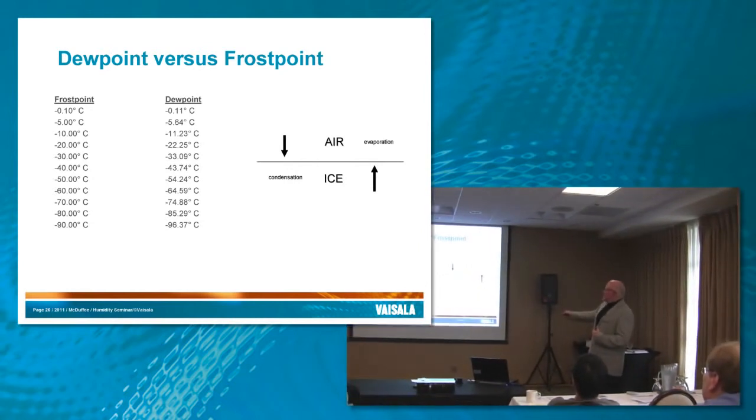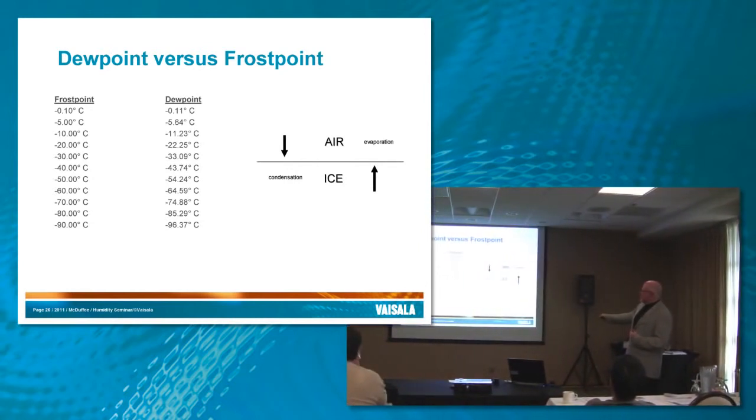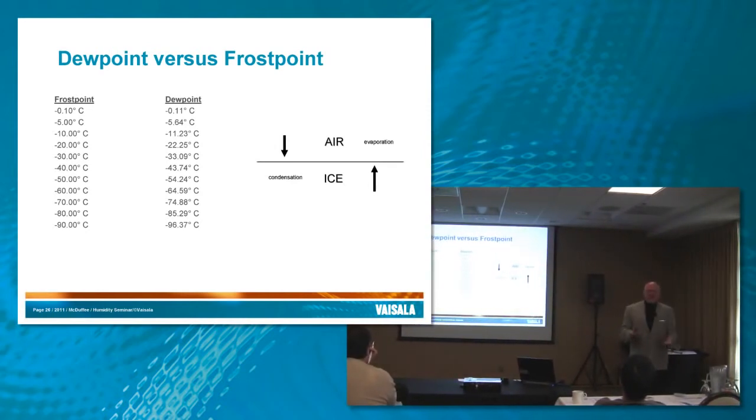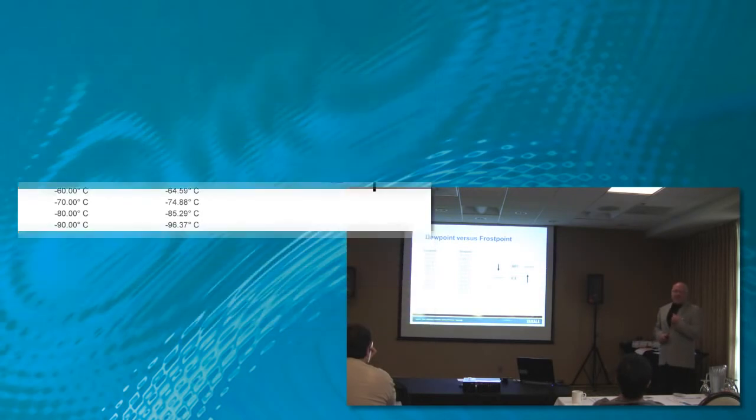Typically, I think you can get in this range here, minus 5, minus 10, is where you can get the supercooled water. It's not that big an area. Yeah, this illustrates the point. Good point though. It's tough to get down to a minus 90 degree dew point. It's tough to measure it.